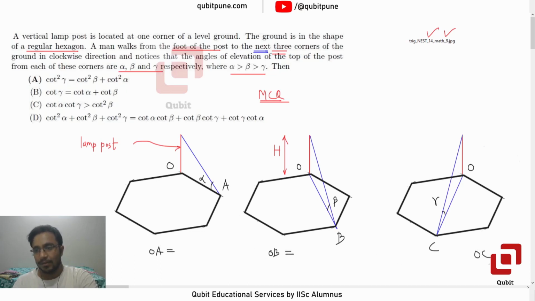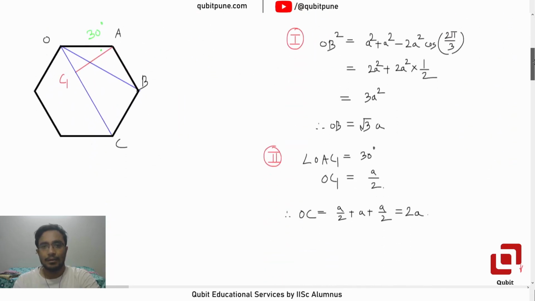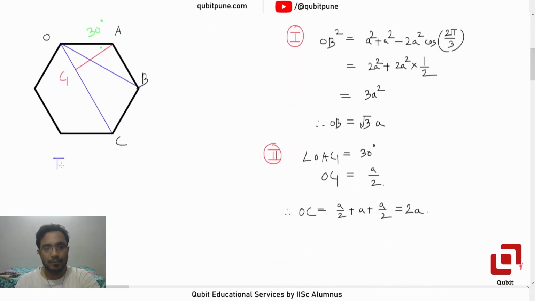So it is essential to find out the sides here, OA, OB and OC. Our first part of the problem will involve finding these. Let us assume that the side of the hexagon is A. So it's a simple geometry problem. So let's now find OC and OB. Now this is the top view. This is the top view of the ground.